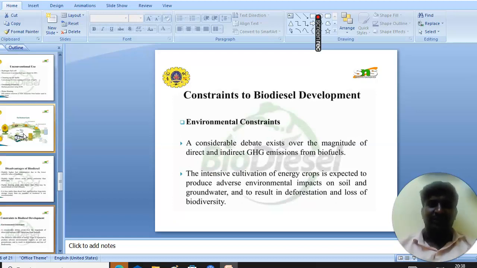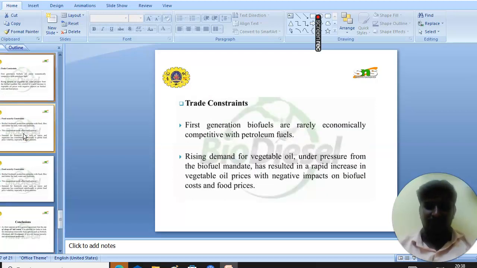Constraints to biodiesel development: environmental constraints. A considerable debate exists over the magnitude of direct and indirect GHG emissions from biodiesels. The intensive cultivation of energy crops is expected to produce adverse environmental effects.